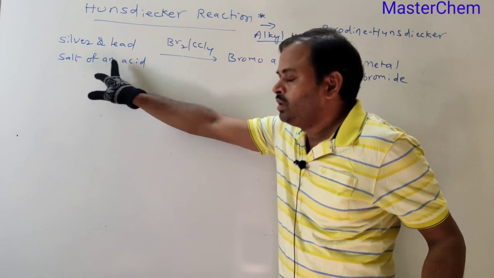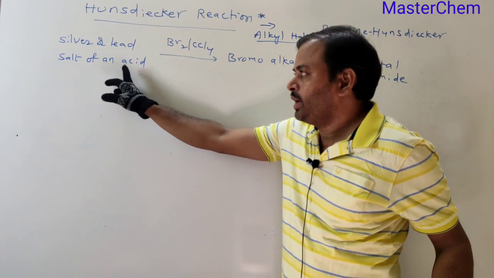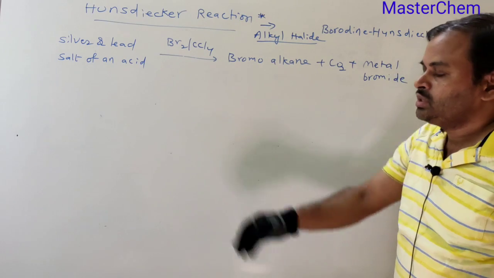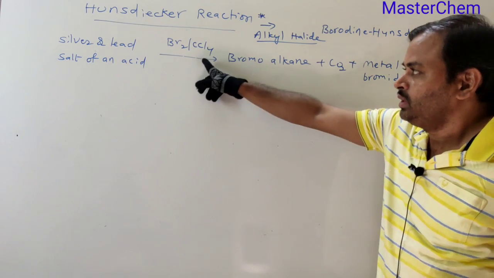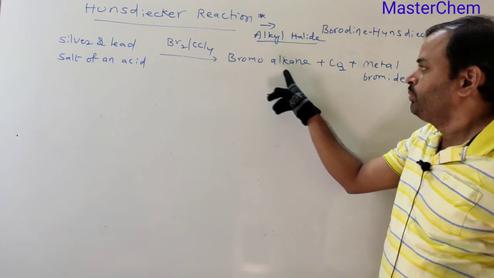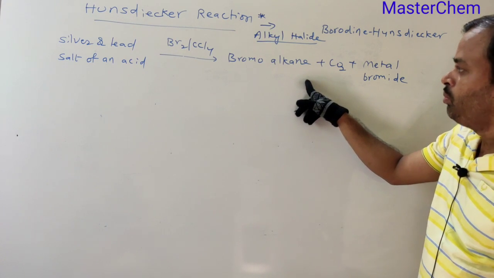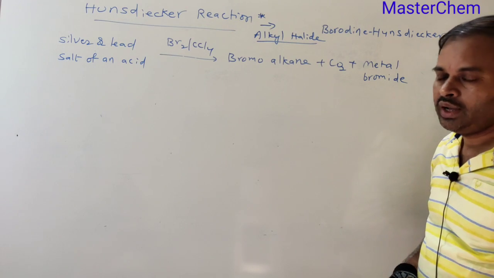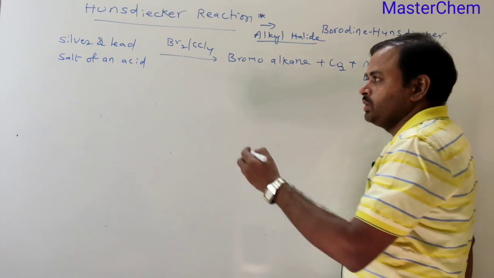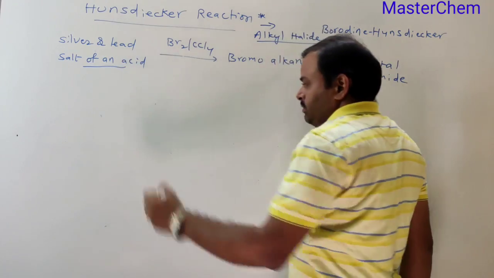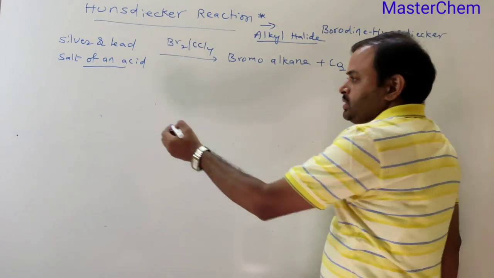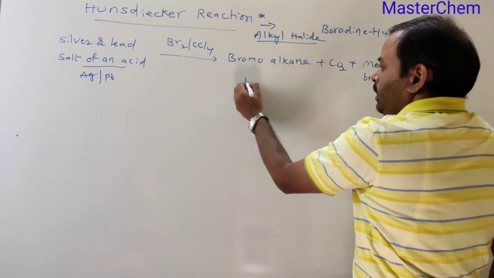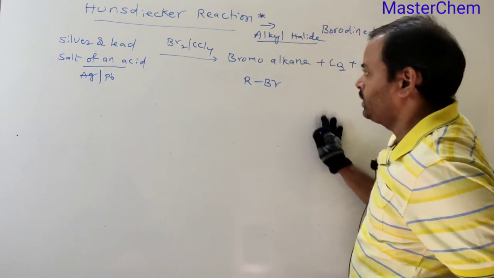Silver or lead salt of an organic acid, in the presence of Br2 or CCl4, gives bromoalkane plus CO2 plus metal bromide. This is known as the Hunsdiecker reaction. So what happens here? The silver salt or lead salt of an acid is converted into alkyl halide.